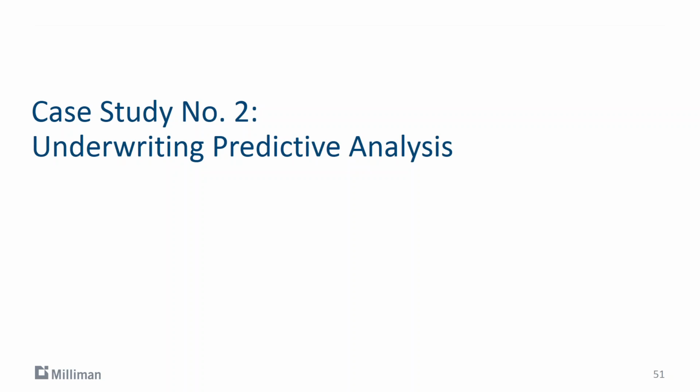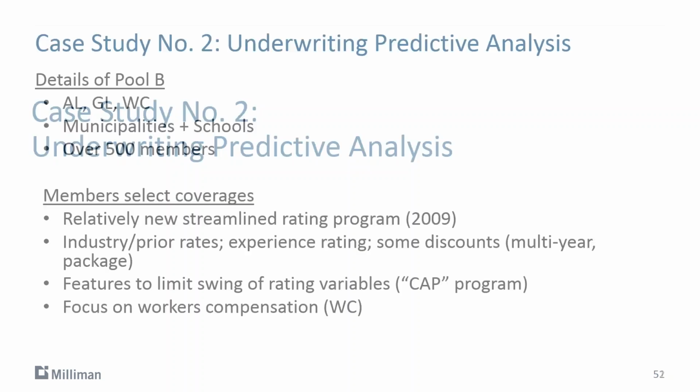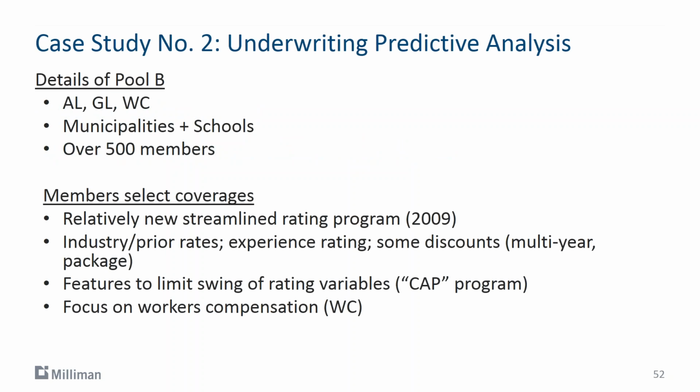Our second case study is a similar approach, so we also did underwriting predictive analytics. For this particular pool, they offer the same types of coverages: auto, general, work comp. It was municipalities and schools again, and they had over 500 members. For this particular pool, they had a relatively new rating program that they had implemented not long ago. Prior to that, they were using industry rates, some loss, some experience ratings, some discounts. And they wanted to focus this analysis on work comp, and they also had features within their rating algorithm that would limit the increases and decreases of the rates from year to year, what they called a cap program.